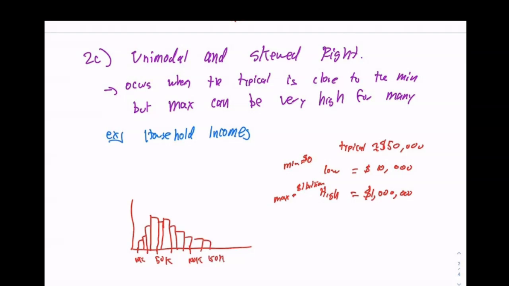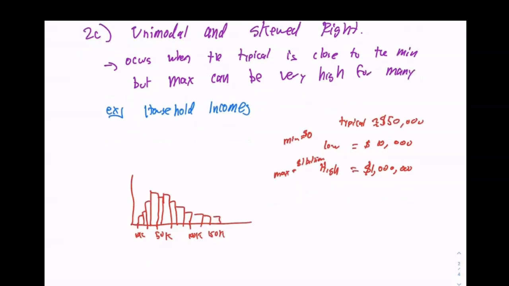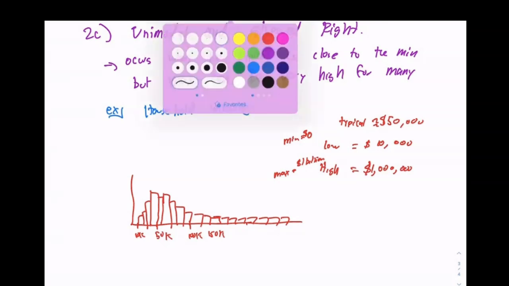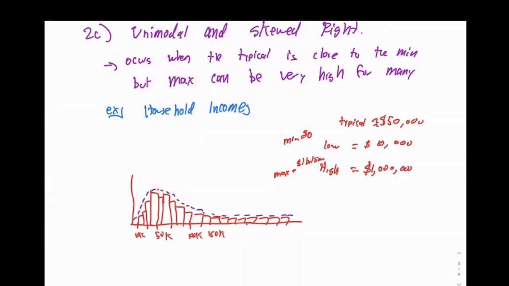But there's still households that make all the way out to the very, very far right. There's no maximum at all. In reality, there's no max to how much money you can make in a year, but there is a minimum. And so we say that this distribution is skewed to the right. That tail is being pulled to the right-hand side. That's skewed right.